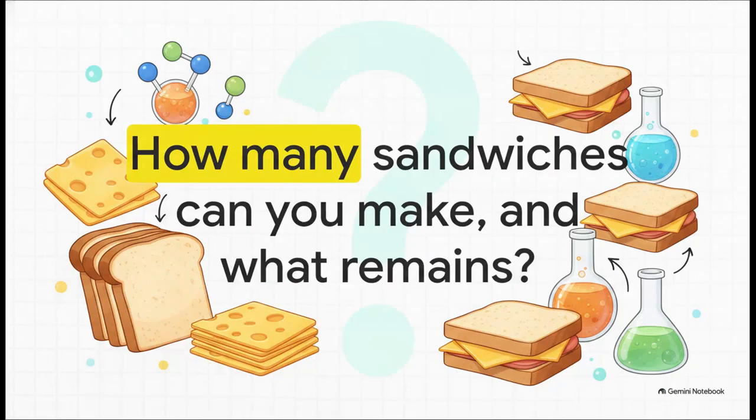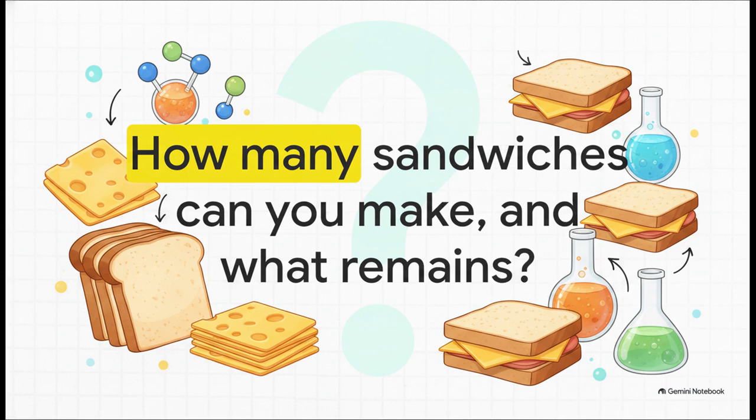So let's start off with a really simple culinary puzzle to perfectly illustrate how to spot a limiting reagent problem. We're going to do this before we even touch a chemical equation. Imagine you're having some friends over for lunch, right? You check the fridge and you've got 40 slices of cheese and 16 slices of bread.